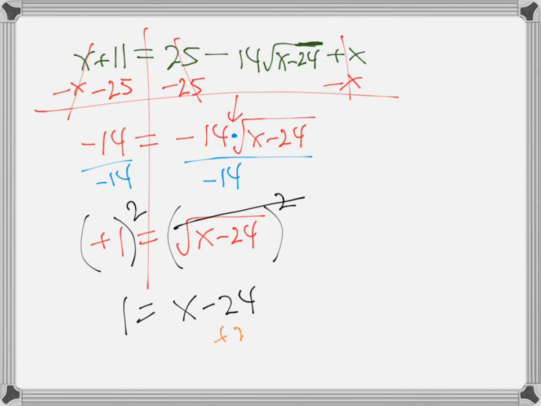Add it over. Boom. 25. Well, I'm kind of running out of room there. X is 25. Maybe. We need to check it. We got to check it. It could be a false answer.